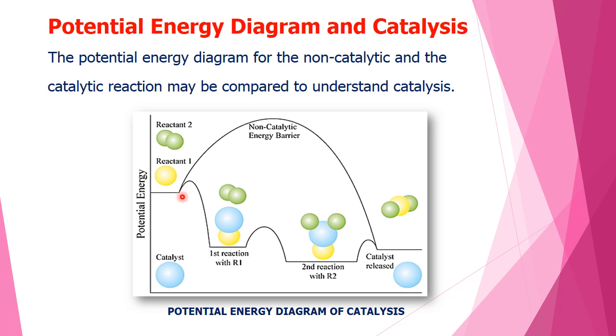And after this, in the second step, what happens? The reactant with the green ball bonds with the catalyst with the blue ball. See here, there is a bonding of reactant 2 to the catalyst. So in step 2, you can see the catalyst is bonded to reactant 1 as well as reactant 2. And now again it has to take a small leap to form the product and release the catalyst. See, the blue ball is released and the product is formed here.